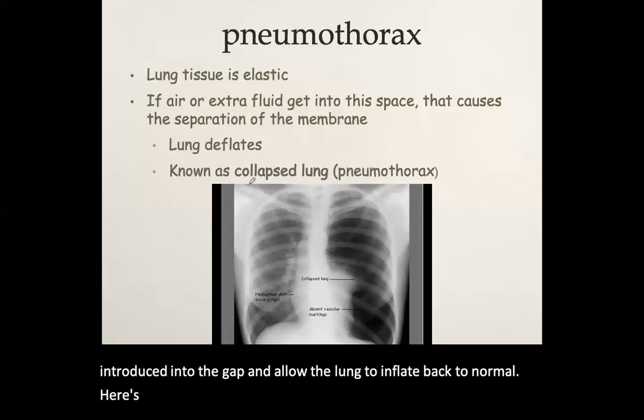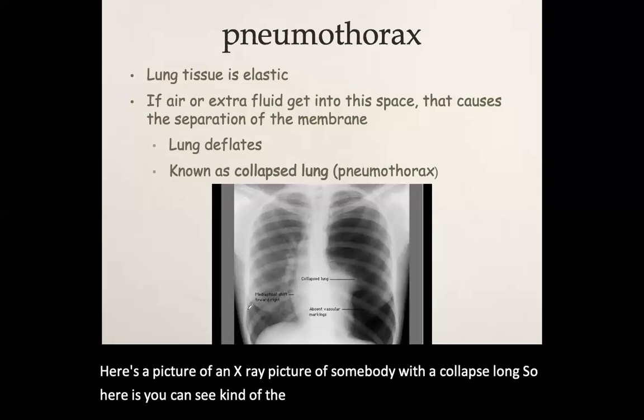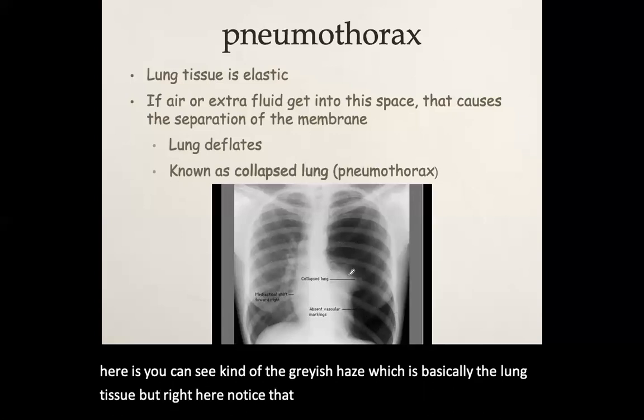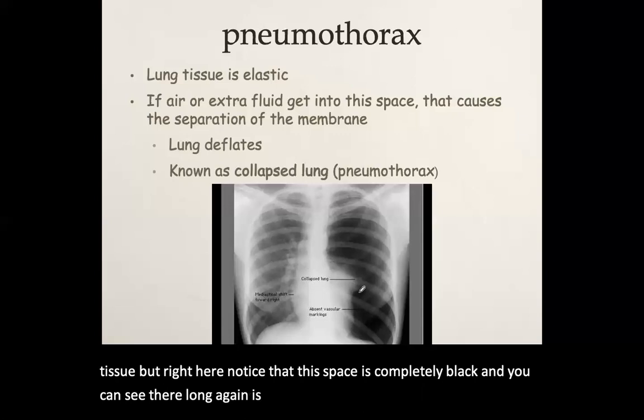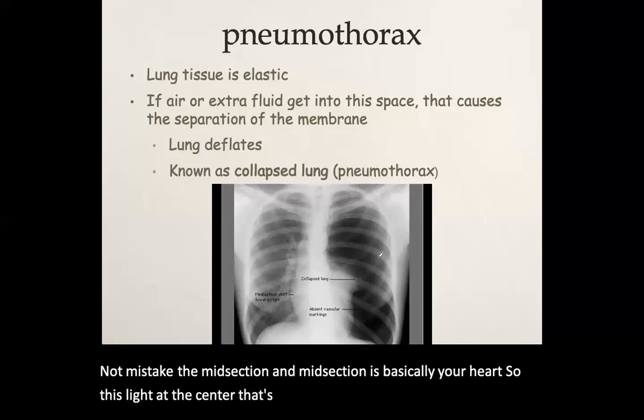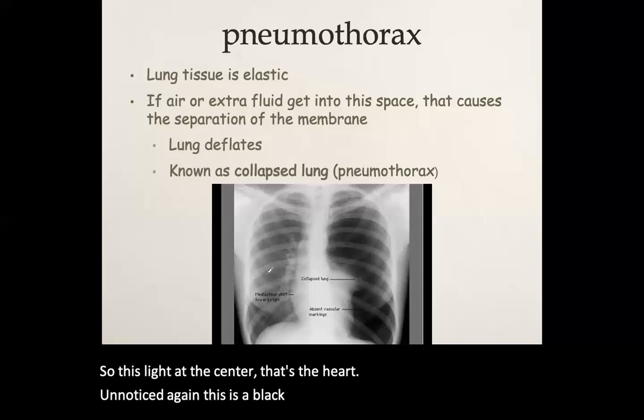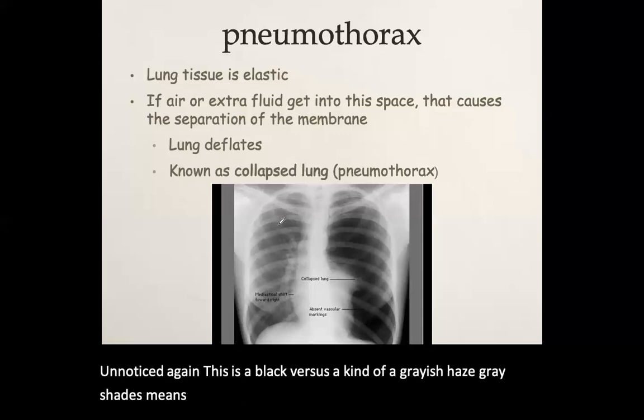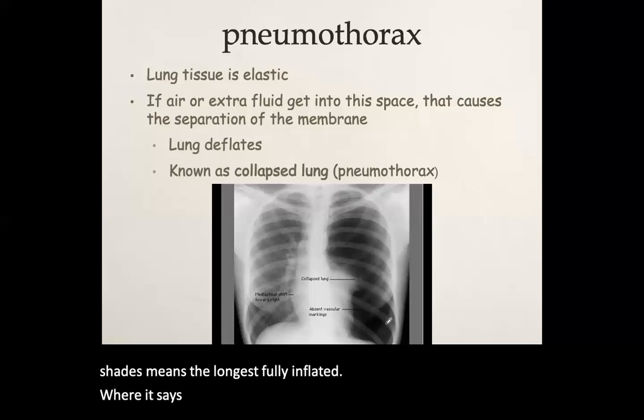Here's an X-ray picture of somebody with a collapsed lung. So here, you can see kind of the grayish haze, which is basically the lung tissue. But right here, notice that the space is completely black, and you can see the lung again is collapsed inside the thoracic cavity. Please do not mistake the midsection. The midsection is basically your heart. So this light at the center, that's the heart. But notice again, this is a black versus a kind of a grayish haze. Grayish haze means the lung is fully inflated, versus the black surface means the lung has collapsed and the thoracic cavity is empty.